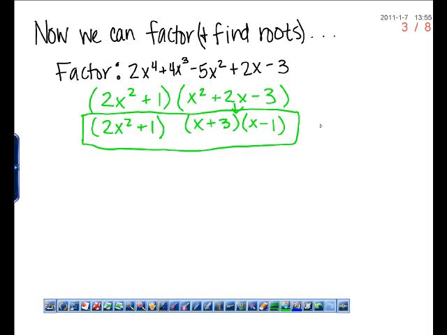Okay? Let's think about what else we can figure out here. After we factor something, we're also able to find their roots. How do I find roots from here? What do I do with each of these factors? Yeah, so I'm going to set them equal to 0.